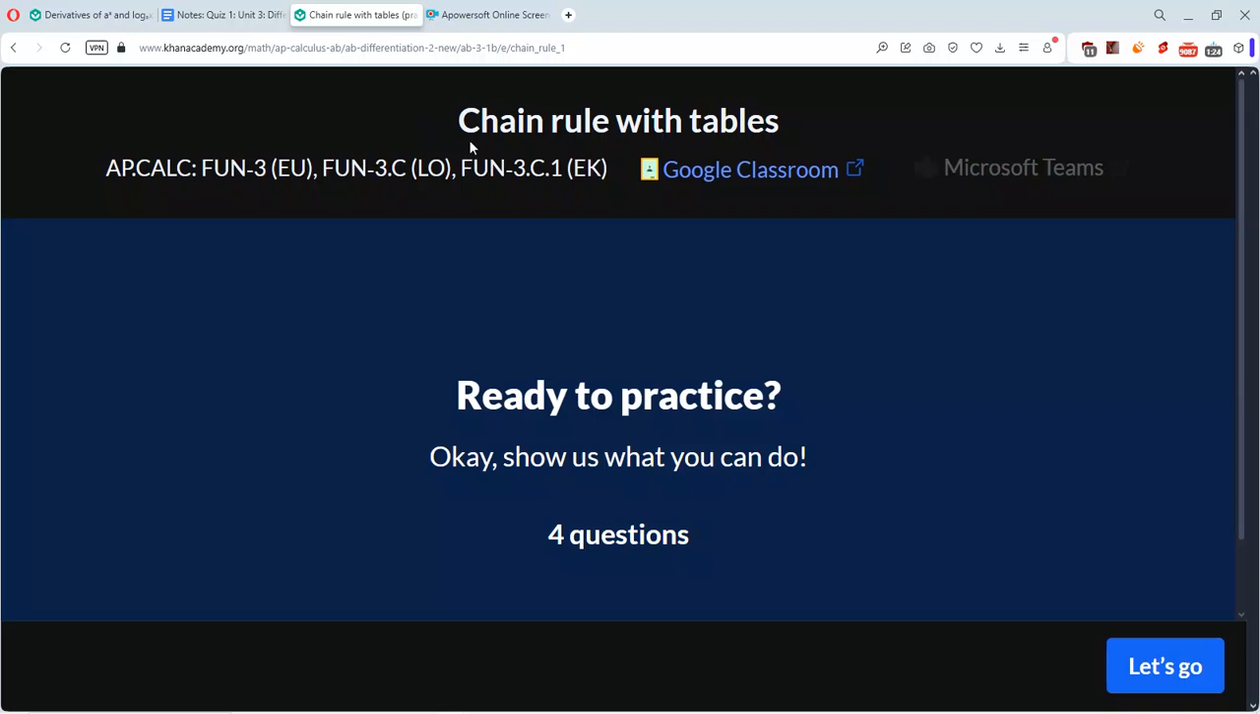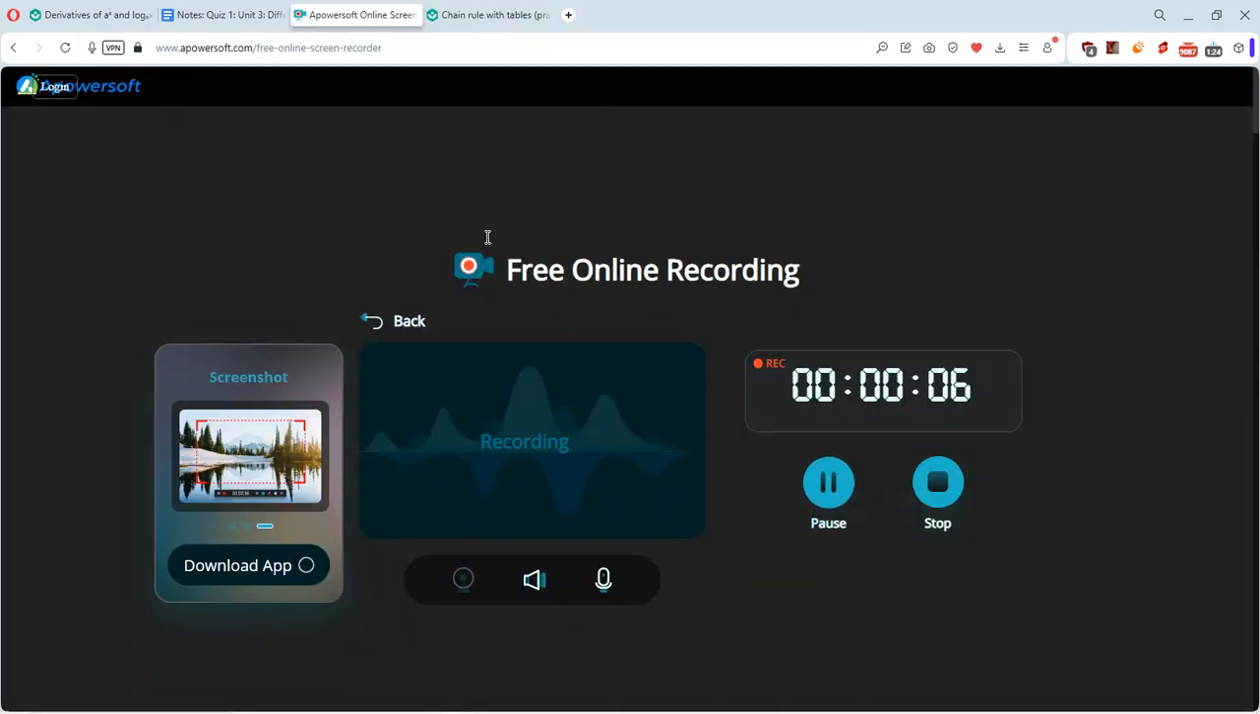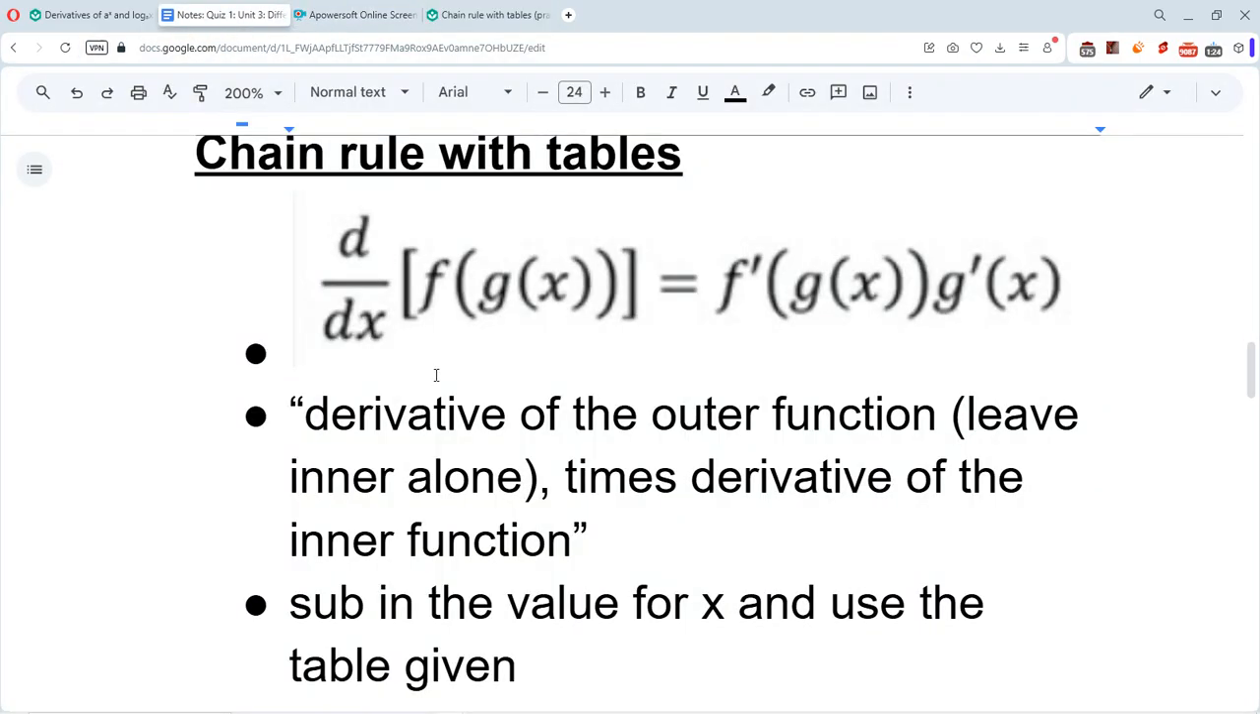This will be for the exercise, chain rule with tables. So you want to remember the chain rule. The derivative of f of g of x equals f prime of g of x times g prime of x. So you take the derivative of the outer function, you leave the inner function alone, and you multiply by the derivative of the inner function. You sub in the value for x, you'll see that in the table, and just use the table given.